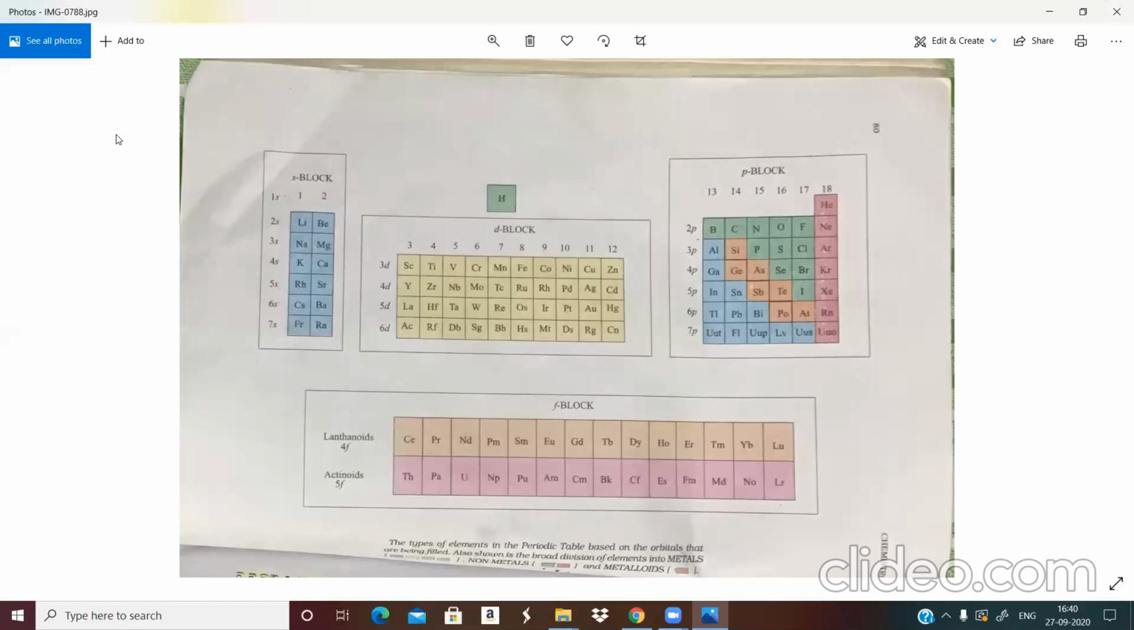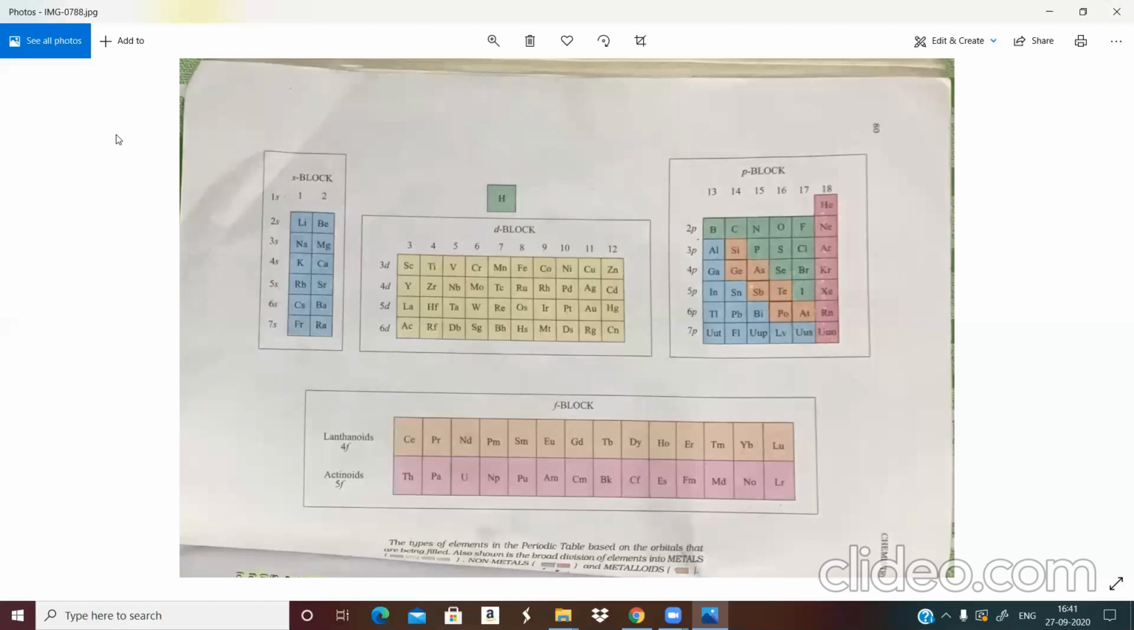The non-metallic character increases as we move from left to right of the periodic table, and metallic character increases as we go down the group. Now let us see the elements of group D, the D block elements. These are the elements of group 3 to 12. Group 3 to 12 are called D block, which are placed in the center of the periodic table.